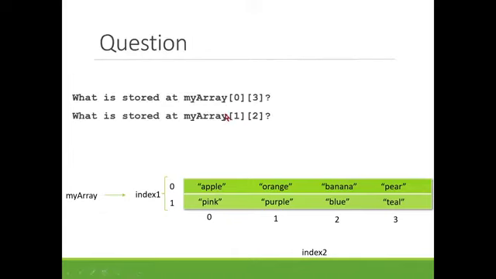So what is stored at myArray[0][3]? Well, we go to index 0, index 3, we have pear. What about myArray[1][2]? Well, we have index 1, we go over to index 2, and we have blue.